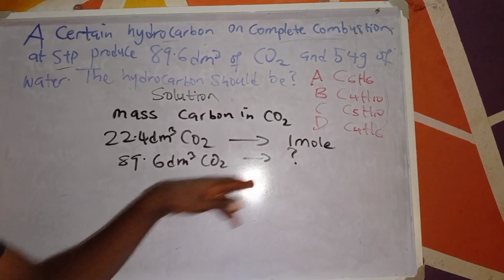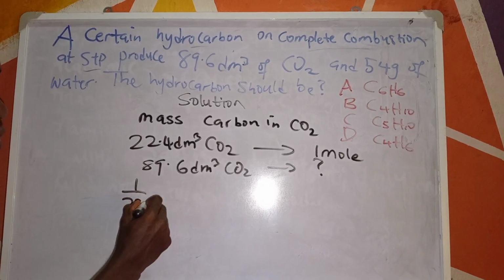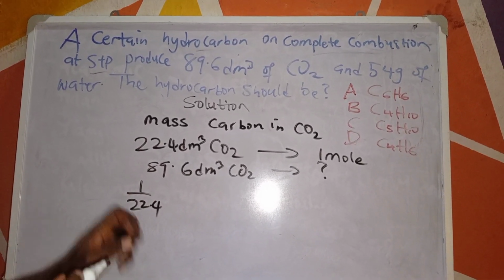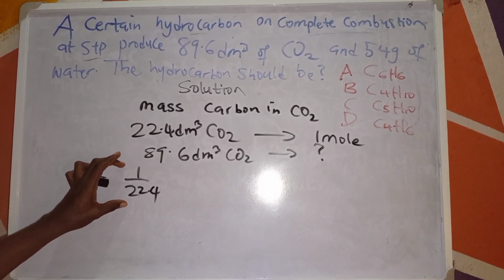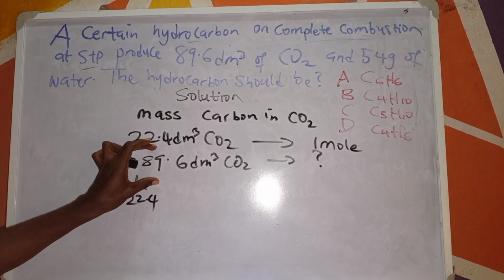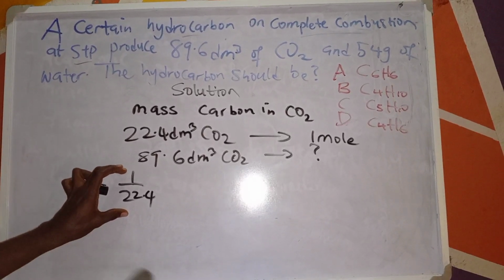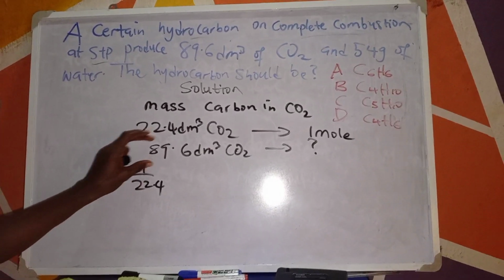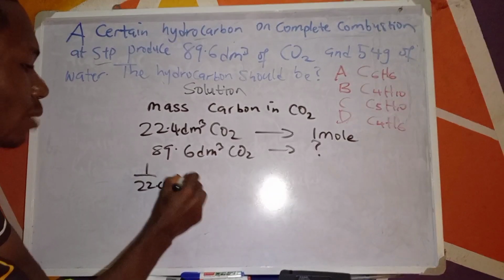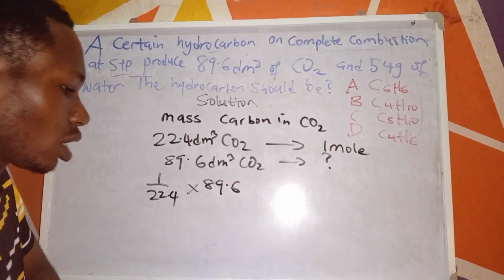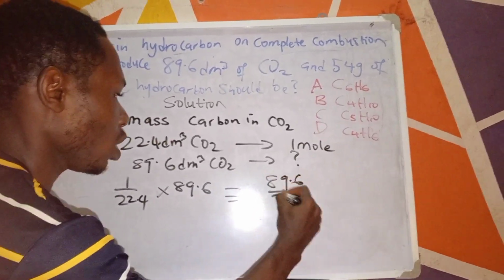For us to get that, we have to divide this mole by this volume. To be able to do that, we have 1 over 22.4. This represents the amount of CO2 in 1 dm cube, for each dm cube of the gas. And here we have 89.6 dm cube. So if this is the amount of CO2 in 1 dm cube of the gas, the amount that will be in 89.6 will be this times this. That means we will have 1 over 22.4 times 89.6, and that's equivalent to, or we can just write it as, 89.6 over 22.4.